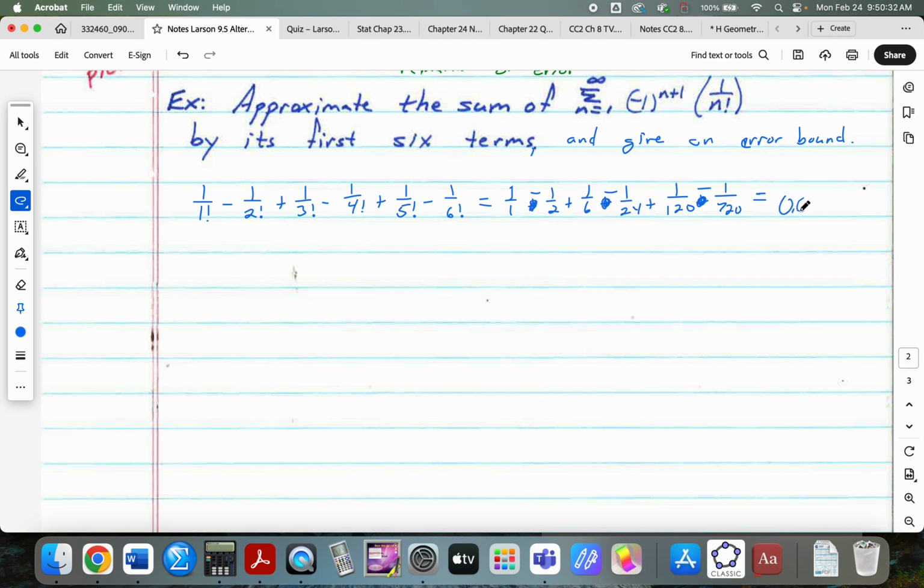And that's 0.632 about. With error, where the absolute value of the error is going to be less than or equal to the absolute value of the next term, which is 1 over 7 factorial.